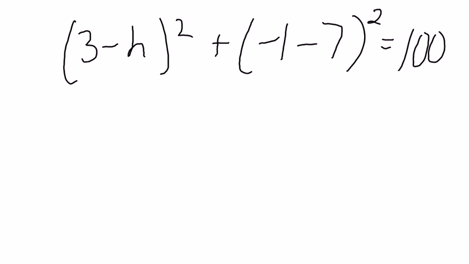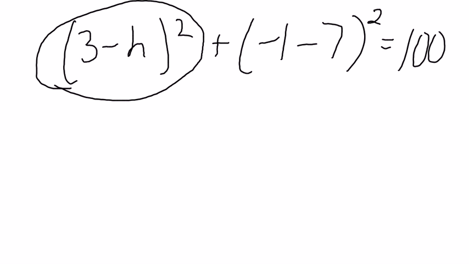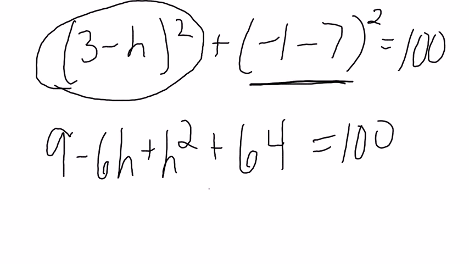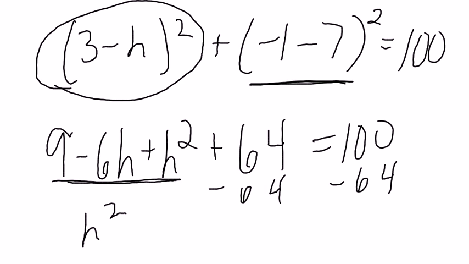3 minus h squared, we can just multiply that out, so we end up with 9 minus 6h plus h squared. Then we add this: negative 1 minus 7 is negative 8, and squared you get 64. That gives us 100. We can subtract 64 from both sides, and let's reorganize this. We have h squared minus 6h plus 9 equals 36.